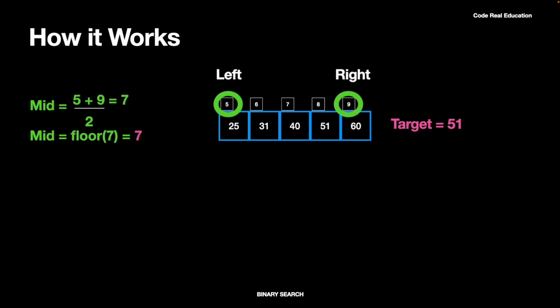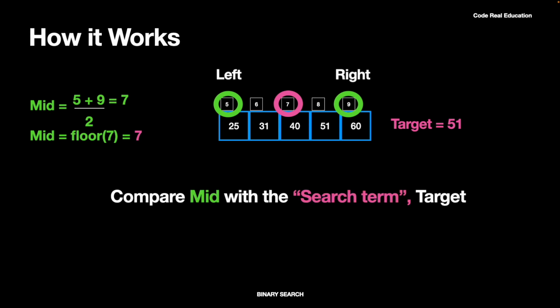And then you again calculate a new mid index. In this case, it's 5 plus 9 divided by 2, which is 7. And the floor of 7 is obviously also 7. So 7 is our new mid value. And we compare the mid value with the search term again. So is 40, which is the value at position mid, equal to 51? Well, again, it's not. It's smaller than 51. So what do we do now?